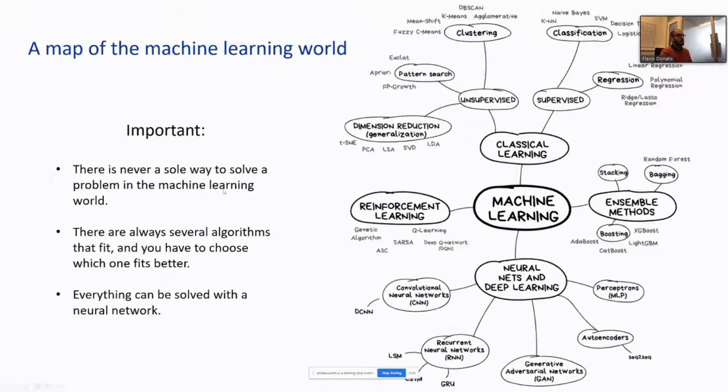There is never a sole way to solve a problem in machine learning. There are always several algorithms that you can use, but you have to select the one that fits best. And we're going to see in a moment how you do it in neuroscience, for example. As a joke, I wrote that everything can be solved with a neural network, because now it looks like everything is being tackled with neural networks, which is what we're going to talk about later.